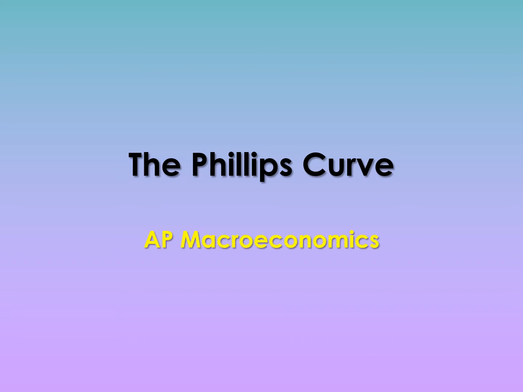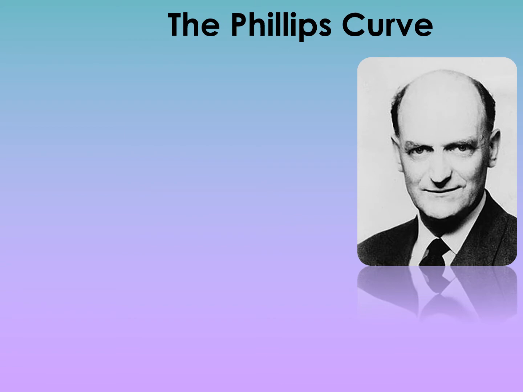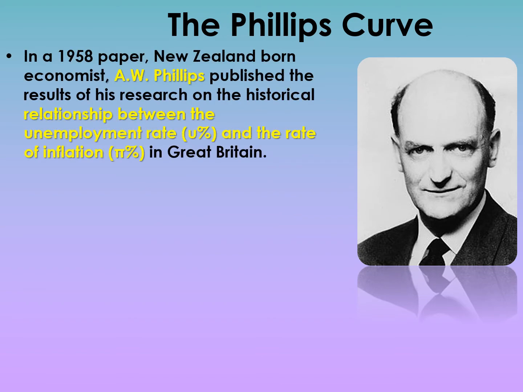So go ahead and get out your notes and follow along as we learn about this really important graph that's going to help you understand a lot of what we discuss in Unit 5. All right, so the Phillips curve was developed by, you guessed it, a guy named Phillips back in 1958. This dude named A.W. Phillips from New Zealand did a whole bunch of research on the historical relationship between the rate of unemployment and the rate of inflation in Great Britain.